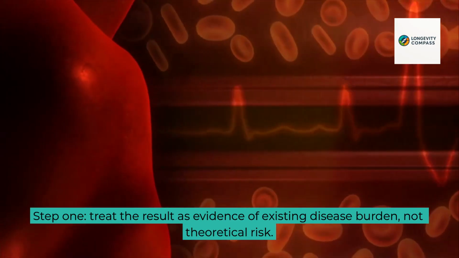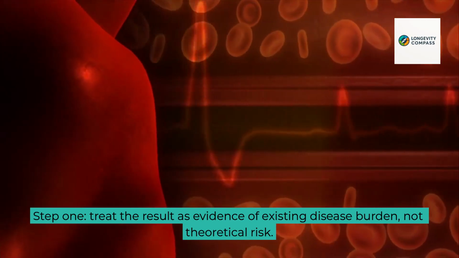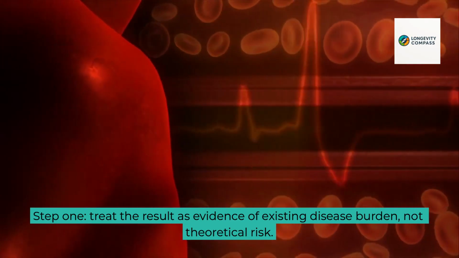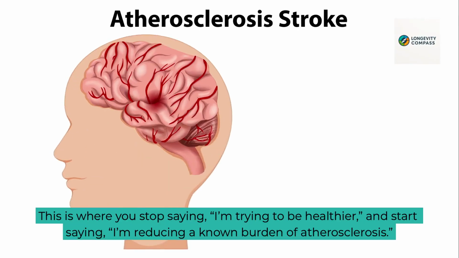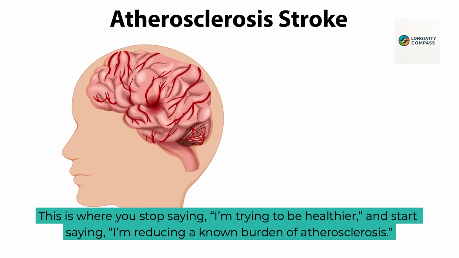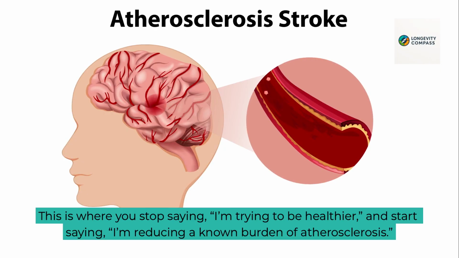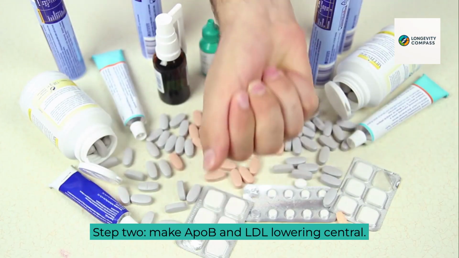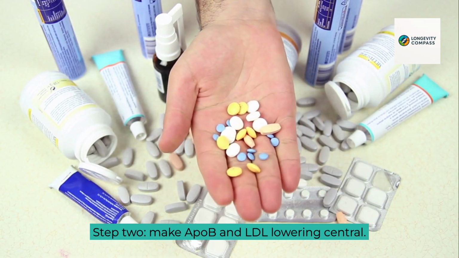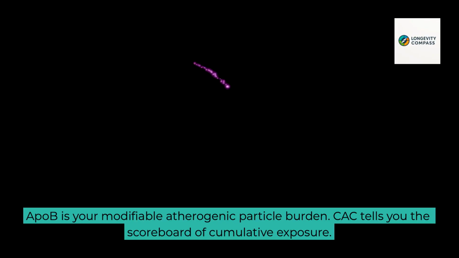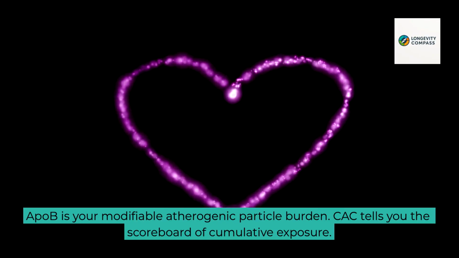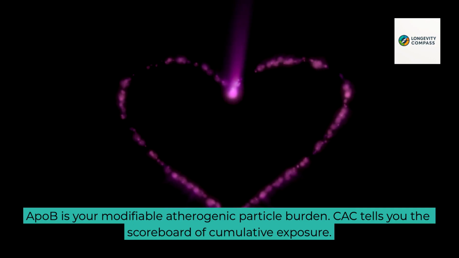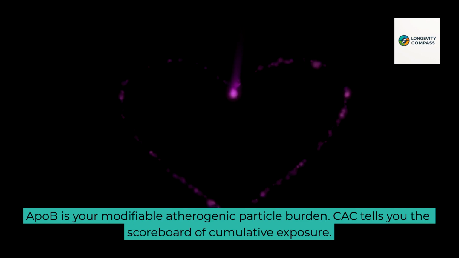Step 1. Treat the result as evidence of existing disease burden, not theoretical risk. This is where you stop saying, I'm trying to be healthier, and start saying, I'm reducing a known burden of atherosclerosis. Step 2. Make ApoB and LDL lowering central. ApoB is your modifiable atherogenic particle burden. CAC tells you the scoreboard of cumulative exposure.